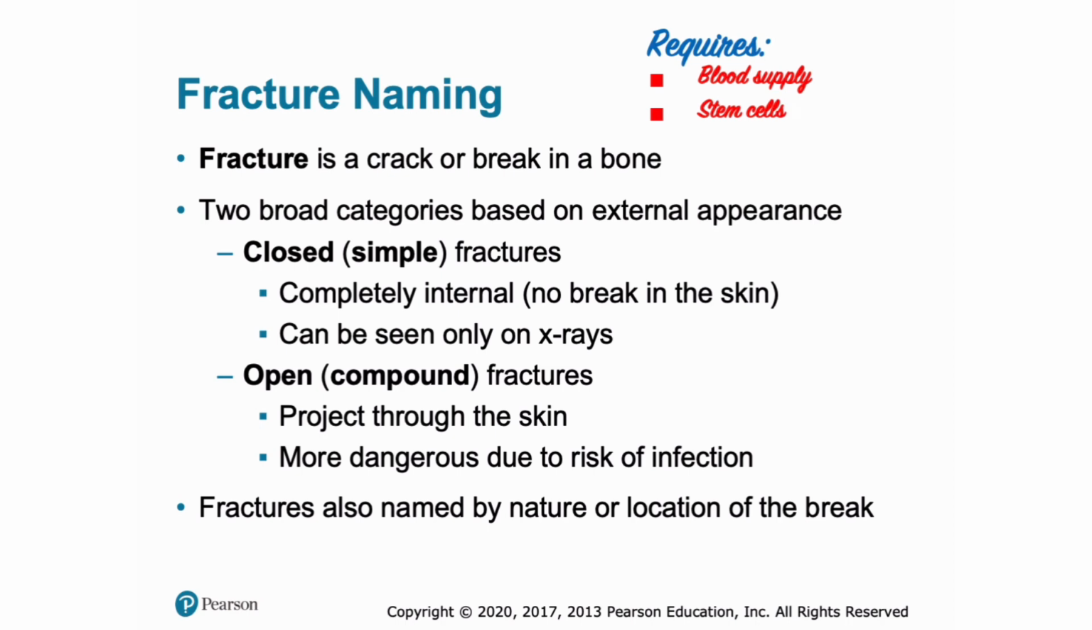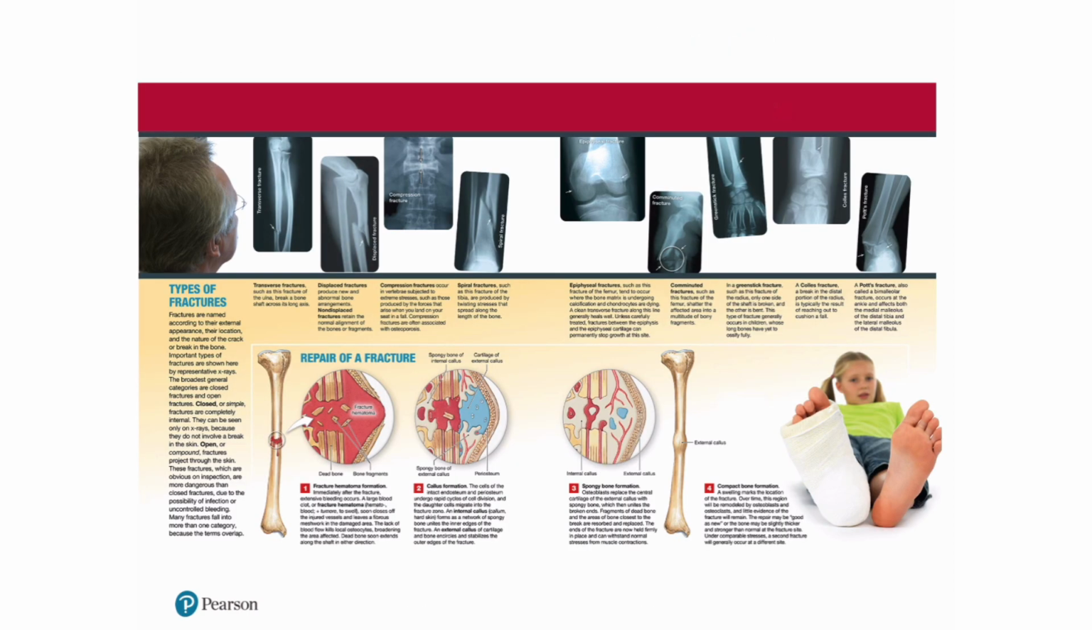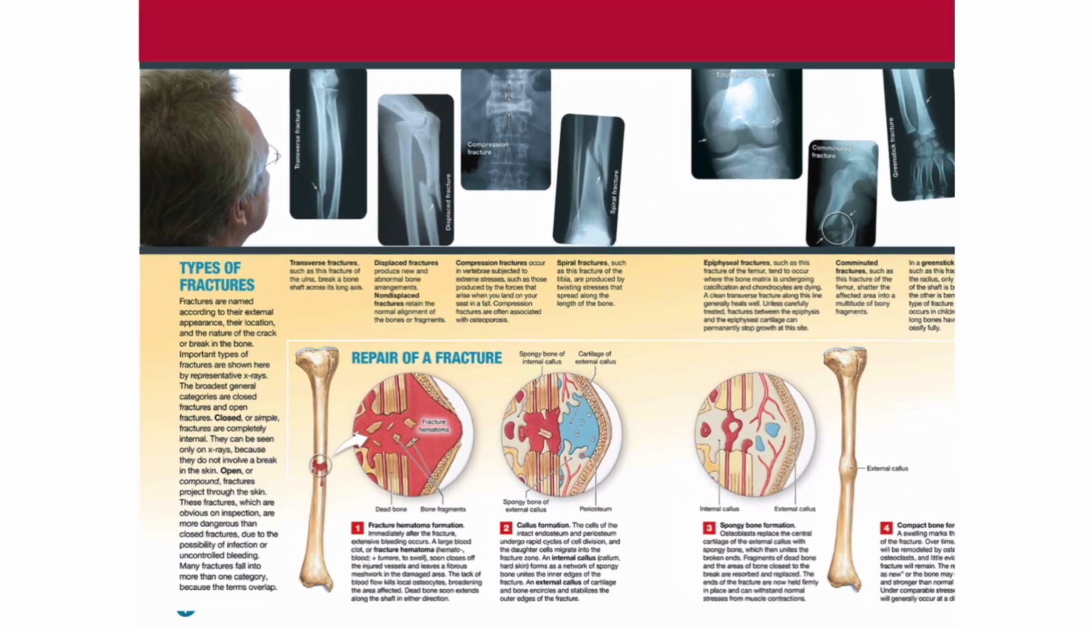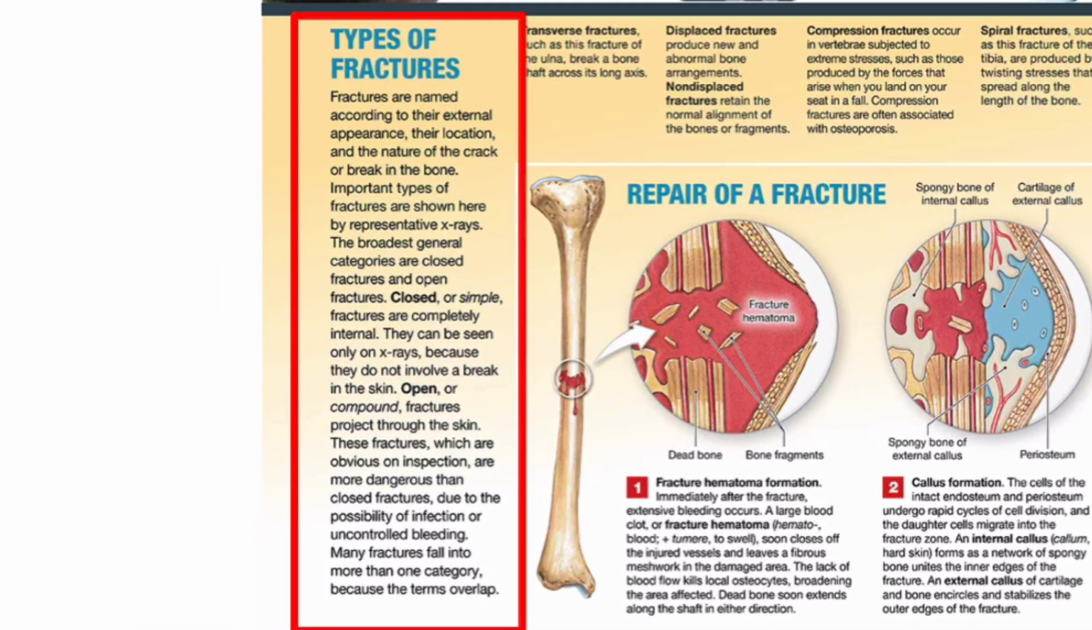of the break. In your clinical note in the textbook, called Types of Fractures and Steps in Repair, we are reminded that fractures are named according to their external appearance, their location, and the nature of the crack or break in the bone. Important types of fractures are shown here in this clinical note by representative x-rays. The broadest general categories are closed fractures and open fractures. Again, closed or simple fractures are completely internal. They can be seen only on x-rays because they do not involve a break in the skin.